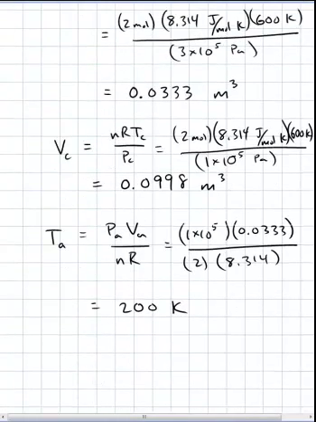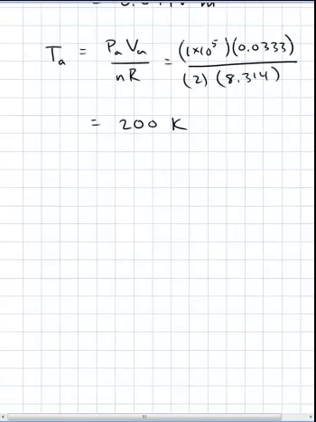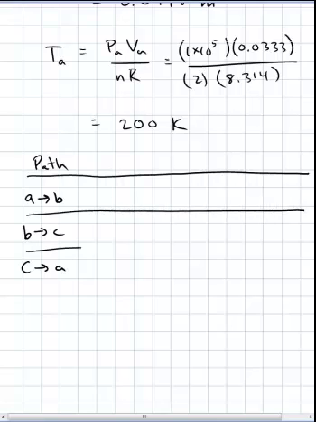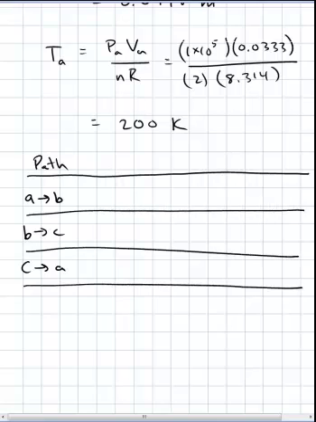Let's move on to the paths. So what we want to do is make another table. The path from A to B, from B to C, and from C back to A. And then I also like to put a row at the bottom where we total these up. Total for the cycle.